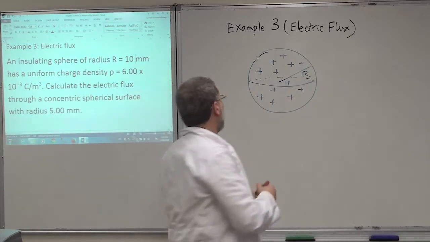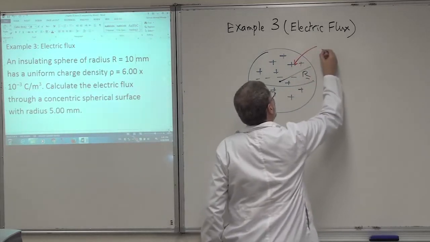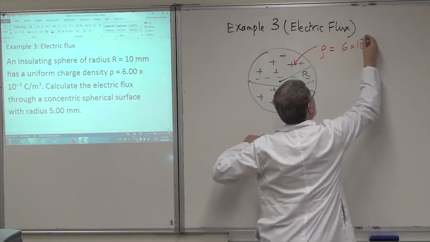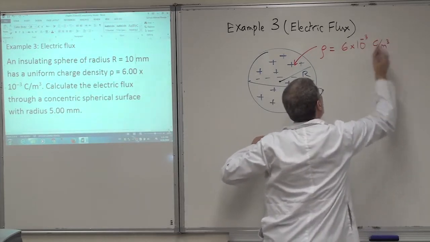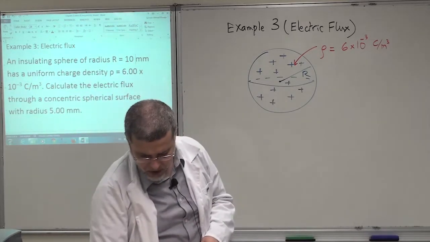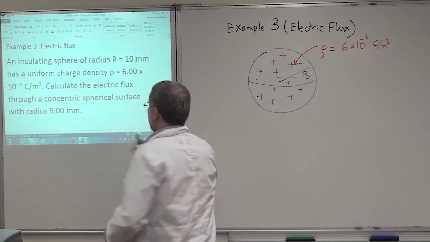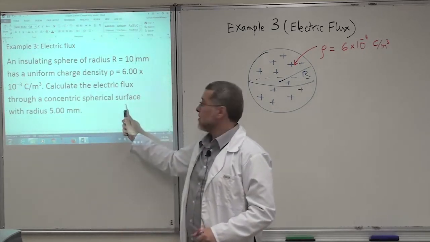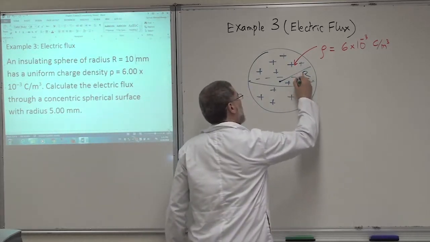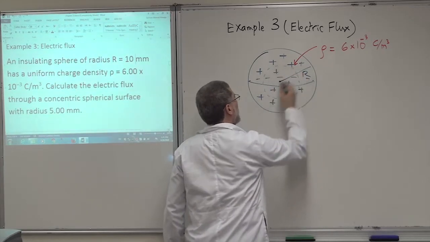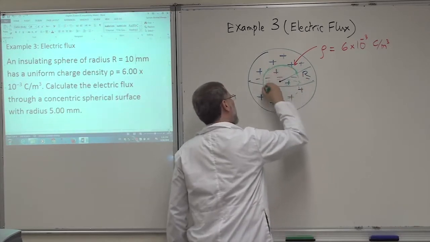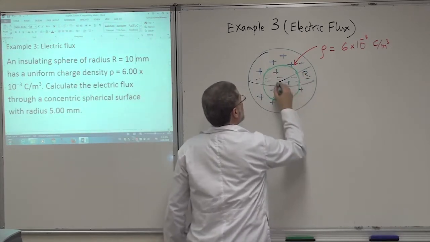That's the radius. That's our charge, and the charge density here is rho. The charge density given to you is equal to 6 times 10 to the power minus 3 coulomb per meter cubed. Now you want the flux through a concentric spherical surface. It's a surface of radius 5 millimeters, which will be here. So this is my surface. It's a Gaussian surface, the green one. I hope you can see it here. Okay, like this. So this is my surface here.